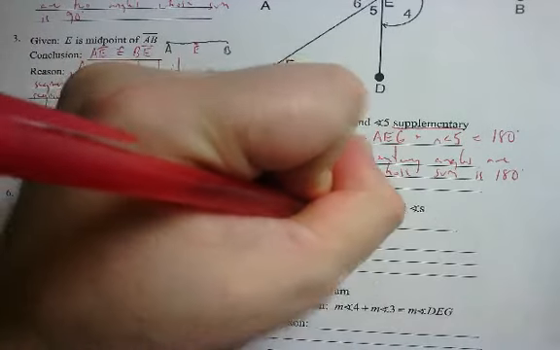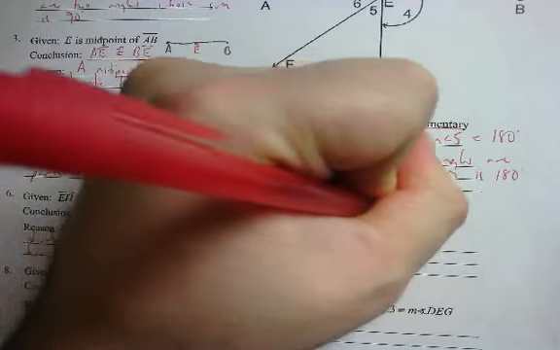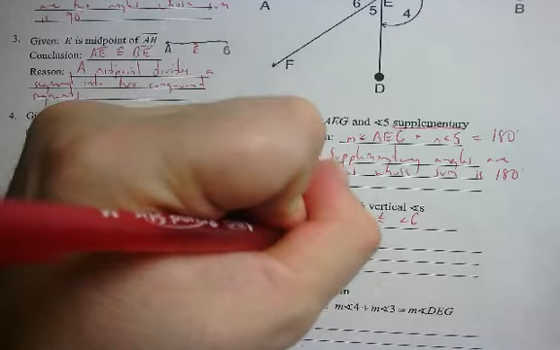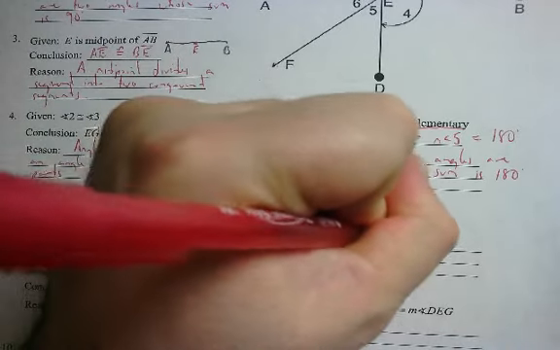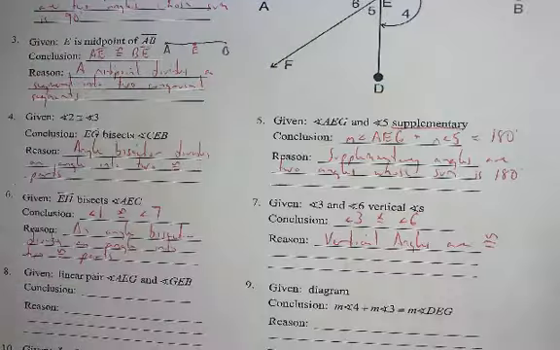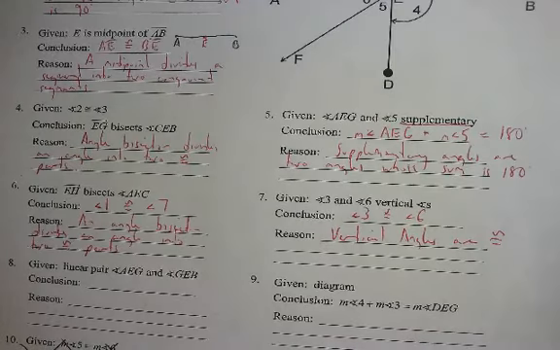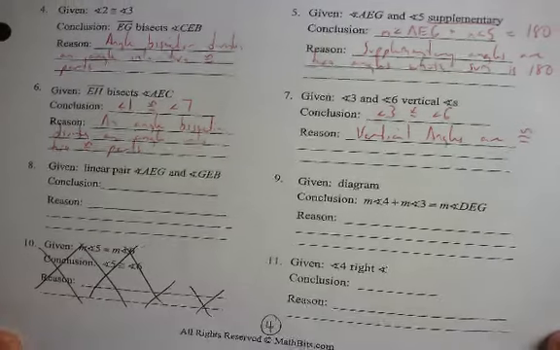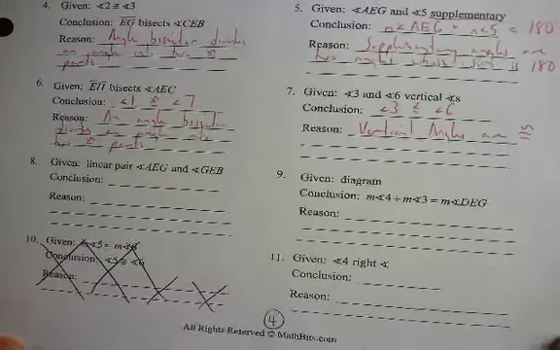So what's the conclusion we can make? If they're vertical angles, we know that angle 3 is congruent to angle 6. They have to be the same measure. And the reason is vertical angles are congruent. You can write out congruent or you can use the symbol. So that was 7.